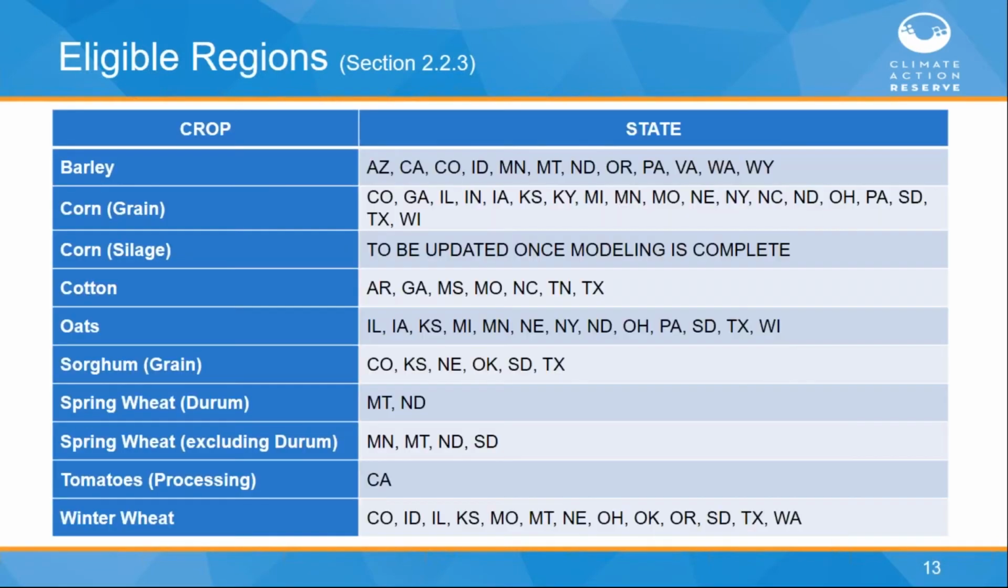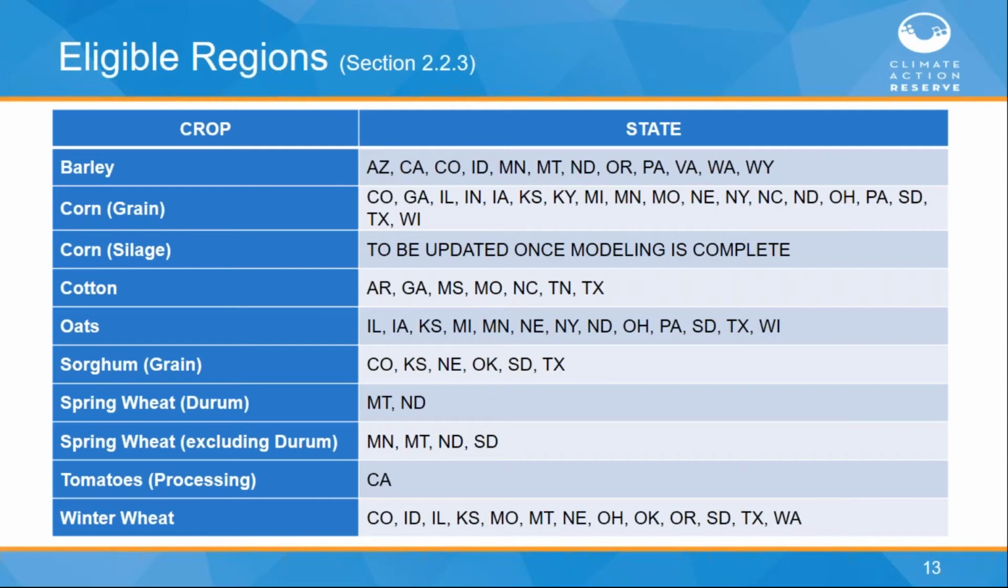So then we also get into the other part of that definition, the eligible crops. For 1.1, corn was the only eligible crop, as grain and silage, and now for 2.0 we've expanded to 7 additional crops. So we have barley, cotton, oats, sorghum, grain, spring wheat, whether with or without durum, processing tomatoes, and winter wheat. We also have a default baseline yield option in there if a project is growing one of these crops and has not previously grown the crop historically.